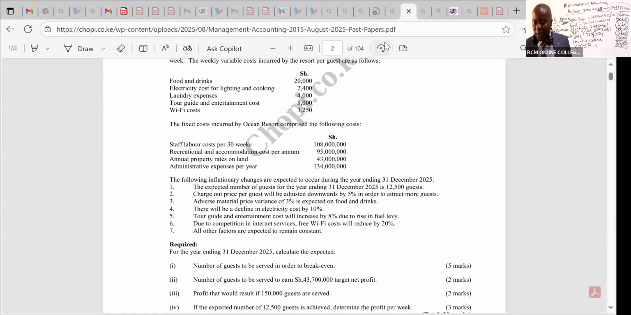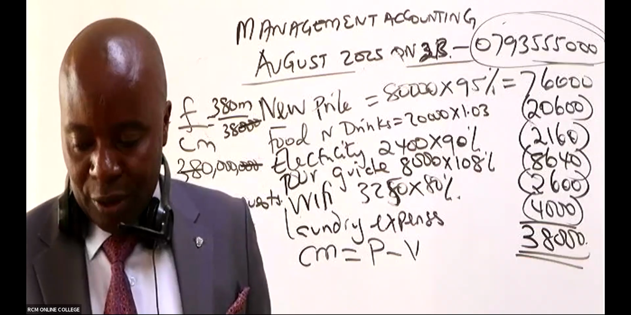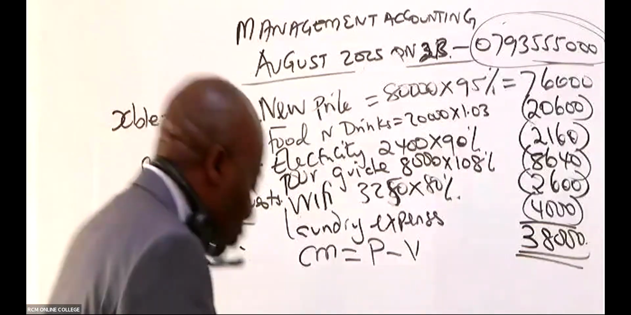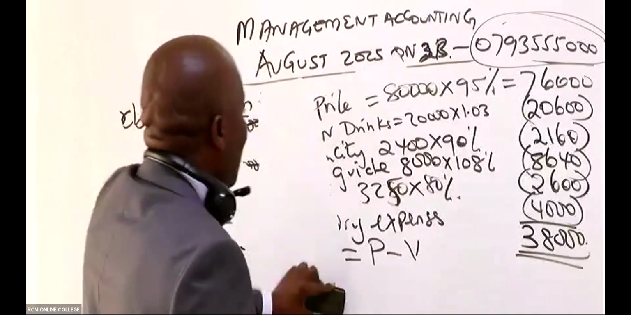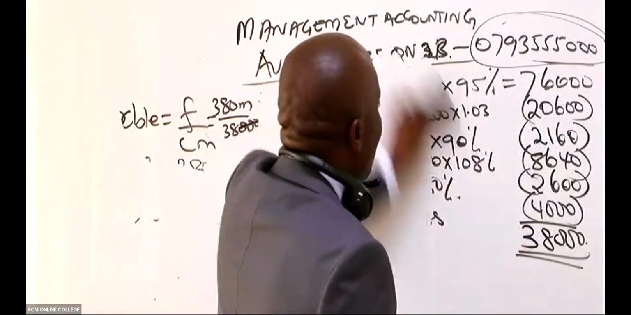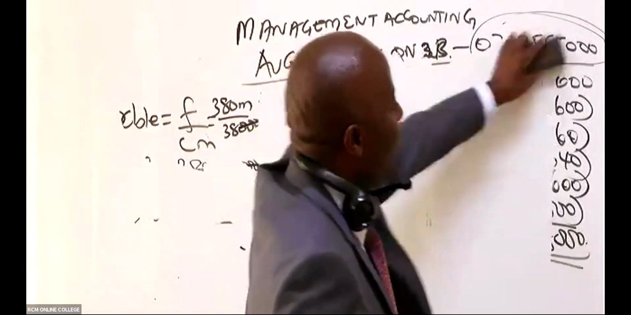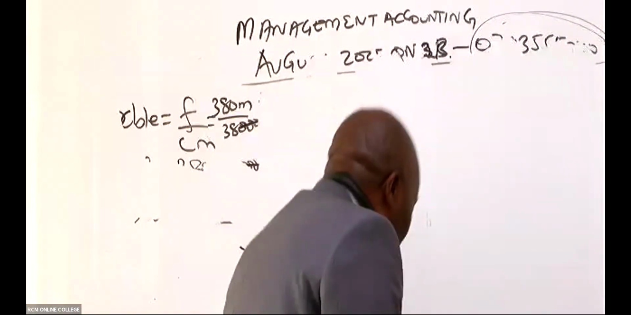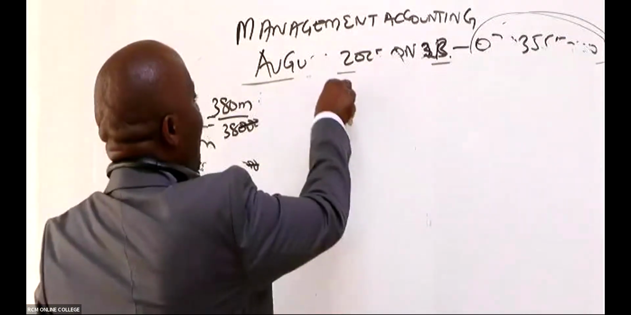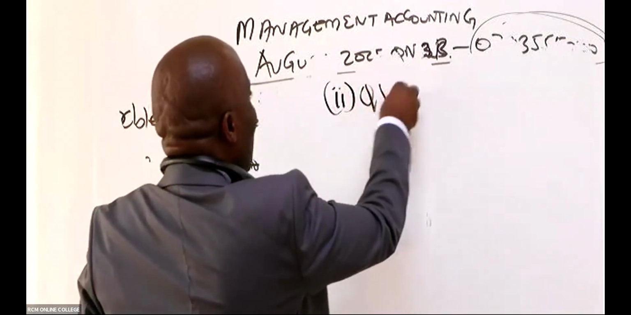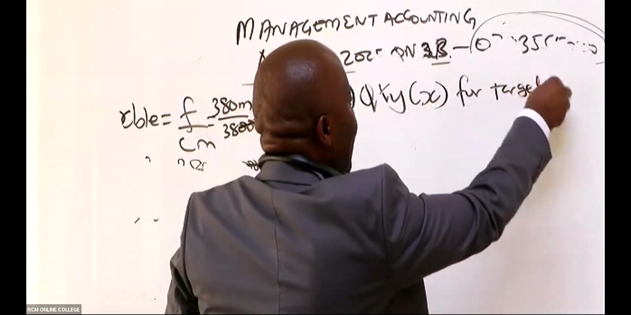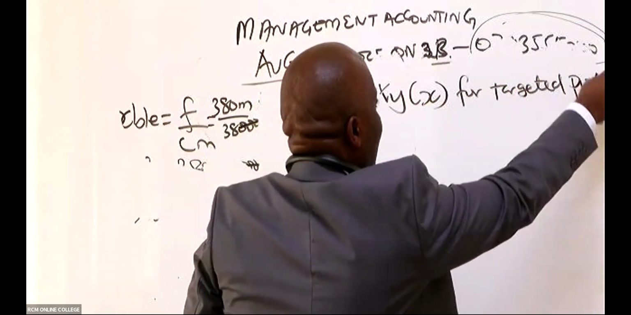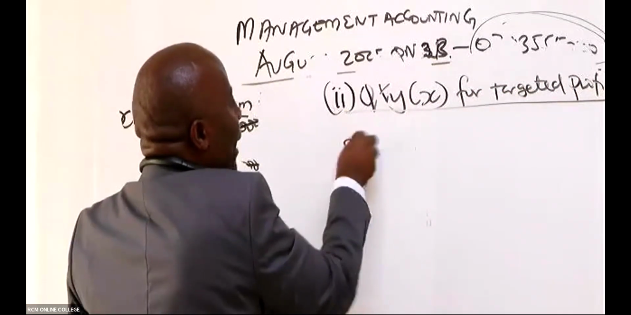So that is a really easy question. I'll do this one with my eyes closed. In this case, they want us to give them not X break even. This time around, they want us to give them quantity X for a targeted profit.